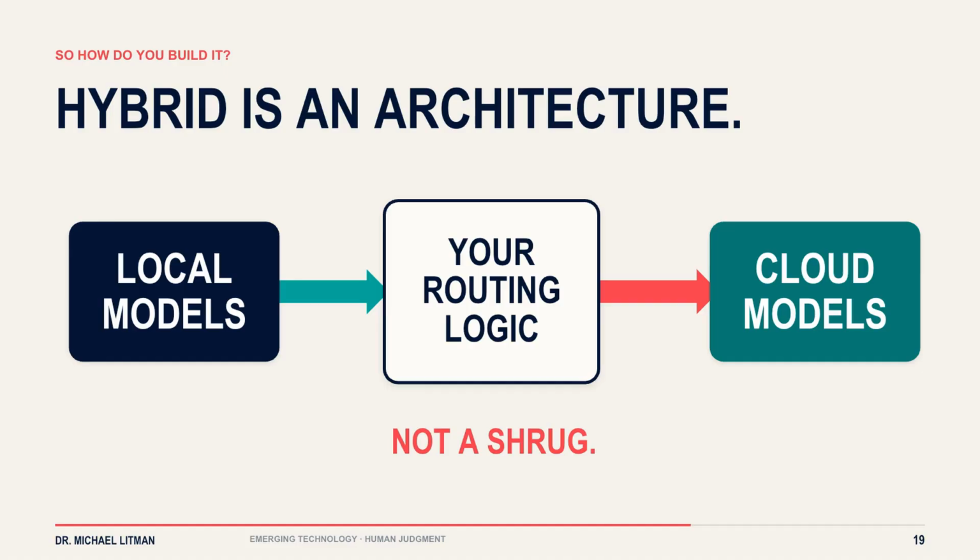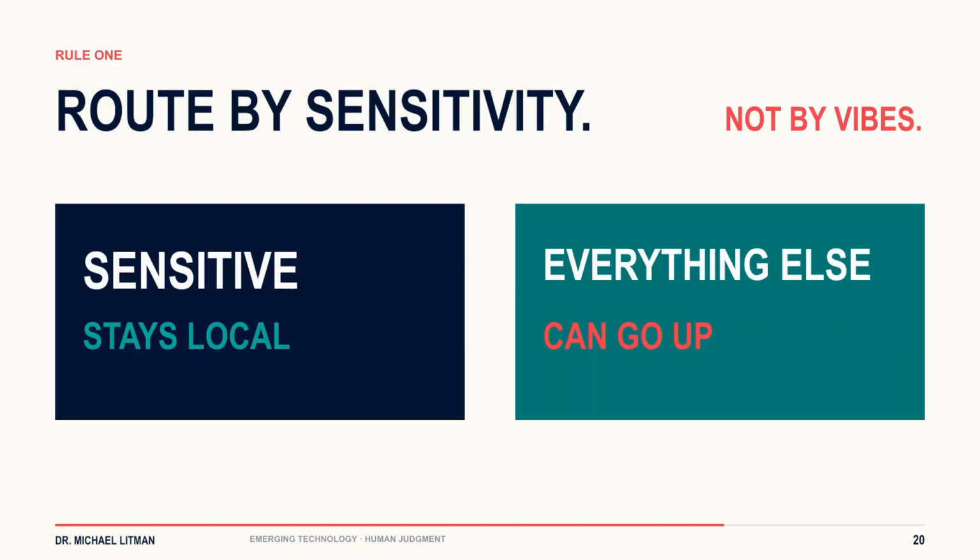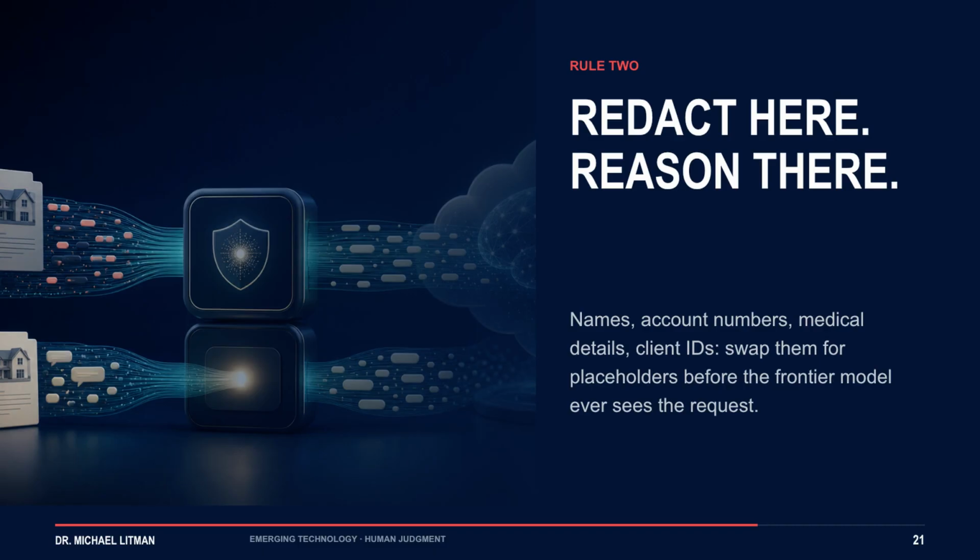All right, so how do you actually build this? Here's the hybrid architecture. And here's how you decide for real. Rule 1, route by sensitivity, not by vibes. Sensitive data stays local. Everything else can go up. Simple.